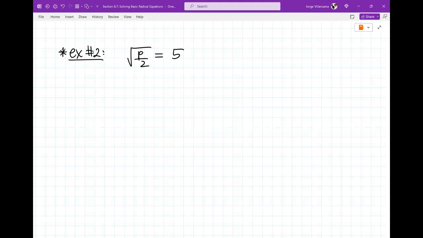So I'm going to do the same thing I did in the other problem, okay? I have the square root all by itself on the left side, a number on the right side. Let me just square both sides. I'm going to square the left side. I'm going to square the right side. So if I square a square root, it goes away. So P over 2 is equal to 25.